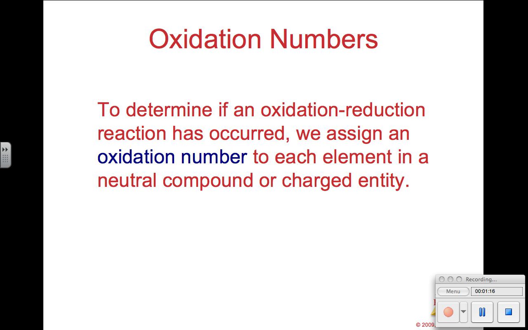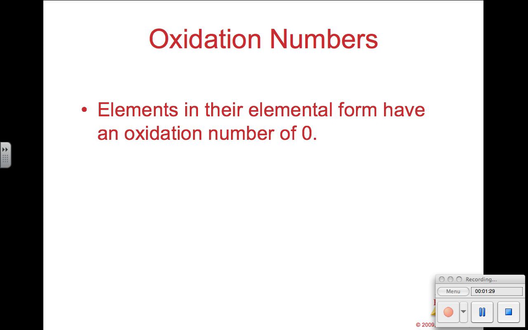Okay, so an oxidation number. When we determine the oxidation number of something, we assign an oxidation number to each element in a neutral compound, and it's associated with their charge, or kind of to balance out the number. If it's just a pure element, so let's say you have pure gold reacting with something else, so you'd have Au, the oxidation number of just that element would be 0 because it's not combined with anything else.